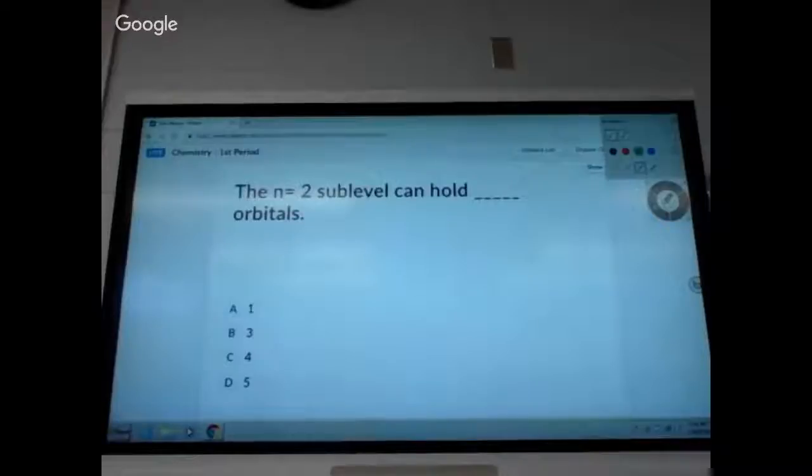Oreos? Okay, wait. I guess 2 is not a sub-level, it's an energy level. Two sub-levels. It's an energy level. How many orbitals can it hold?